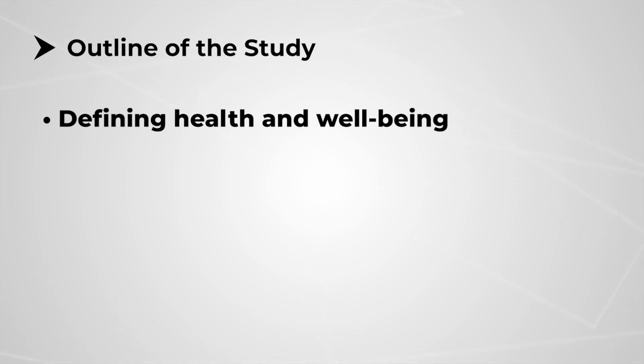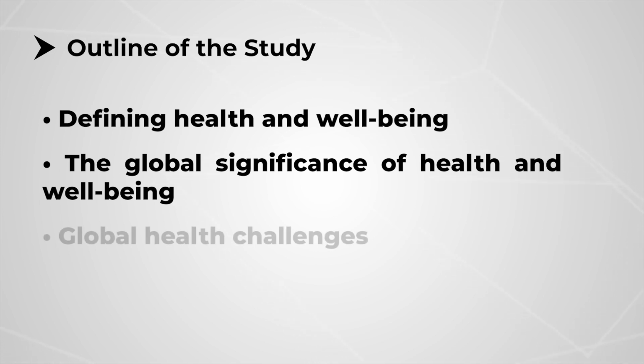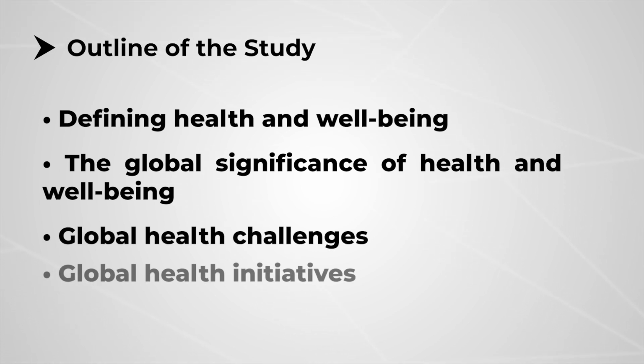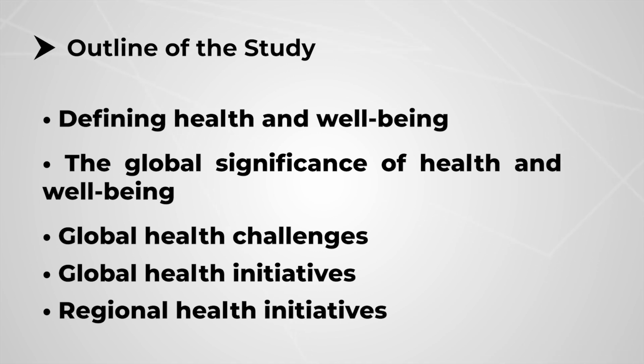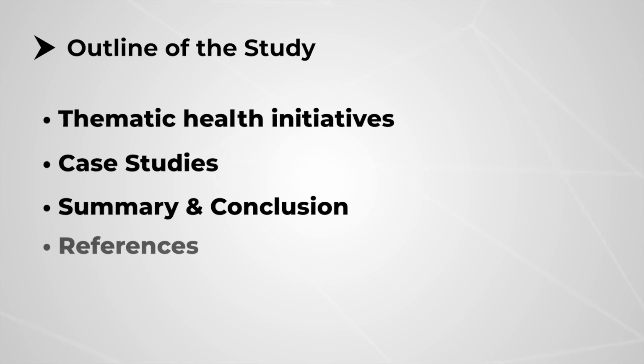In this study module, learners will learn how international initiatives have been taken for different types of health and well-being concepts. For example, the outline of the study is: defining health and well-being, then global significance of health and well-being, global health challenges, global health initiatives, regional health initiatives, and case studies, summary and conclusion, with references also.